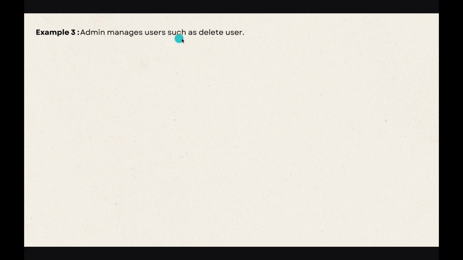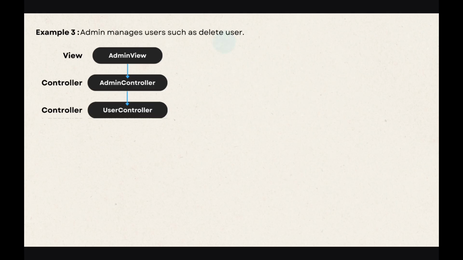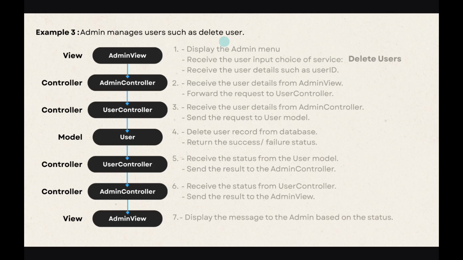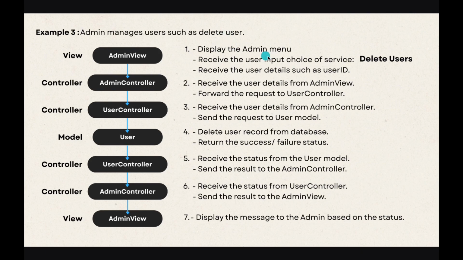For example 3, admin manages users, such as delete user. The flow starts from the admin view to the admin controller to the user controller to the user module, and back to the user controller, back to the admin controller, last back to the admin view. The admin view displays the admin menu and receives the input choice, which is delete user, and the user details such as user ID. So the admin controller receives the user details from the admin view and forwards the request to the user controller.